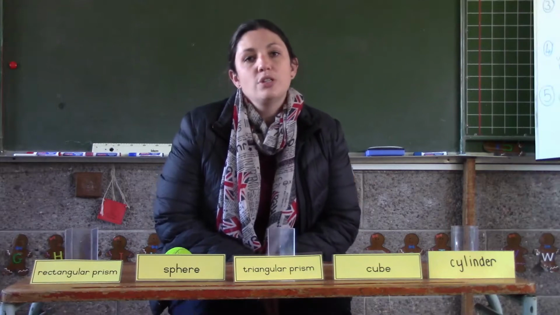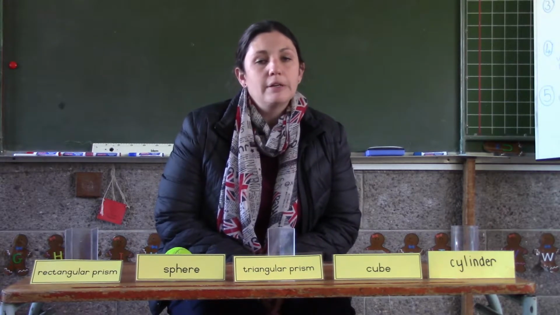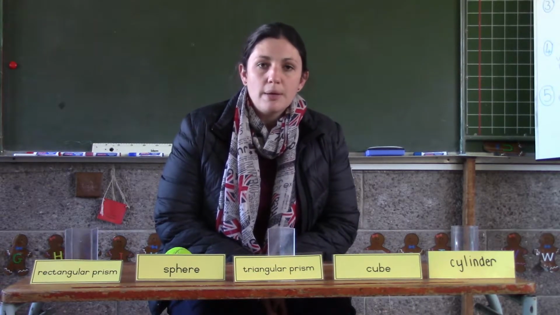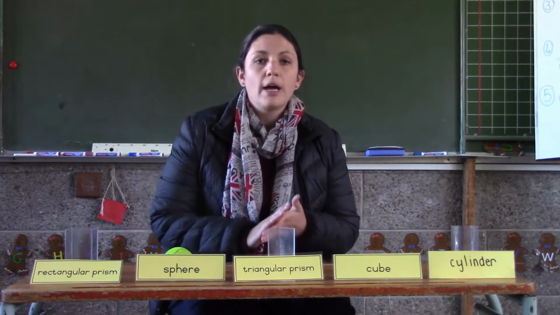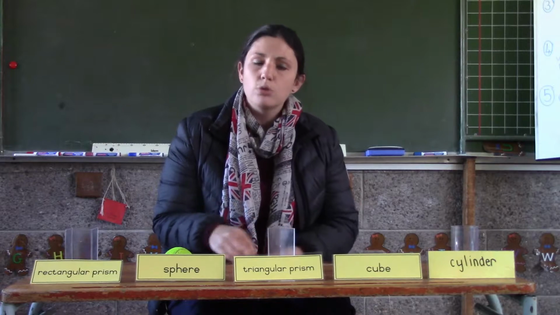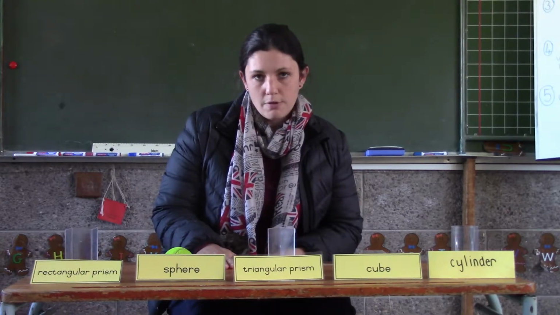Good morning, grade 2s. This morning we're going to be looking a little bit at 2D and 3D shapes. So 2D shapes are your shapes like a square, circle, a triangle. Those are your flat ones, the ones that you would draw in your book or cut out from a magazine.